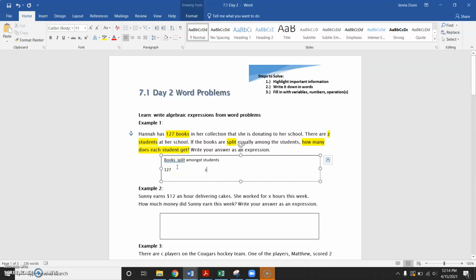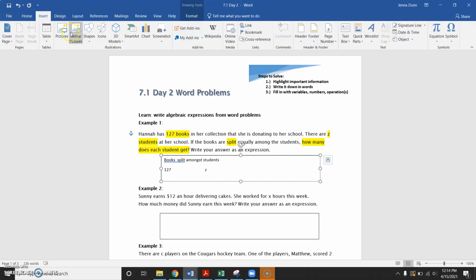And then obviously an expression typically has a number, it has a variable, and it also needs an operation. So here I'm going to look at that word split to help me know what's being done. If I'm splitting things equally, I am dividing. I'm going to see if Mrs. Dunn can insert the division symbol. Voila. Okay, so there, 127 divided by Z, that's our answer. We don't need an actual number like 5 or 2. It's okay that it's an algebraic expression. We won't be able to solve it until we know how many students are at the school. And right now we don't know that, so that's okay.